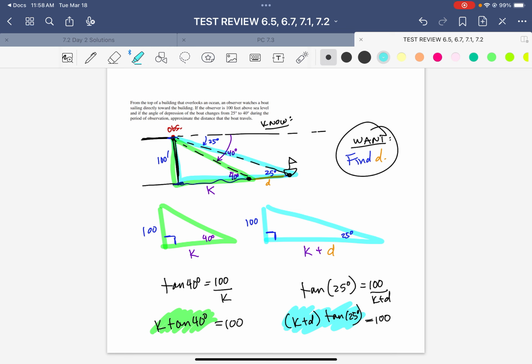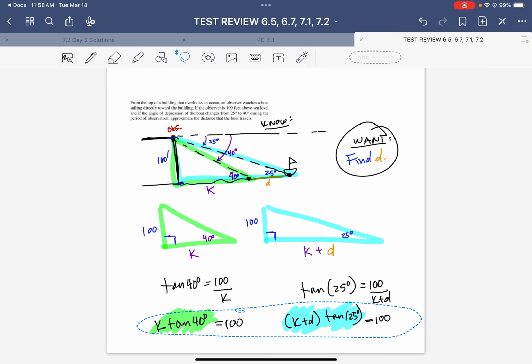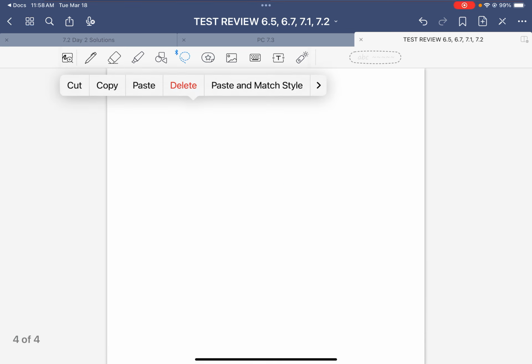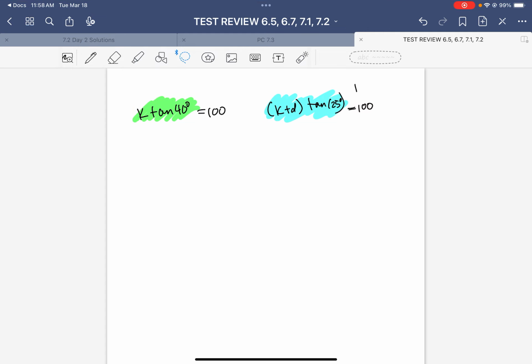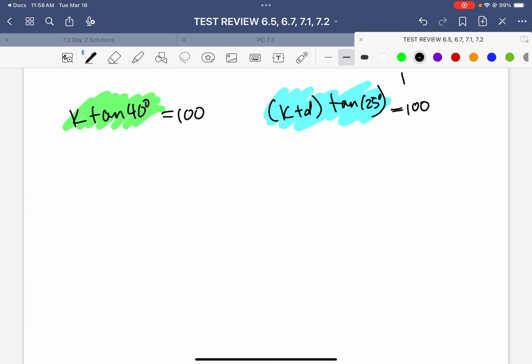And so if I do that, then I'm going to end up having this and this. Copy. Paste. Okay. So if I have this and this, then setting them equal, I'm going to have K tangent of 40 degrees is equal to K plus D tangent of 25. It's not the only way to do it, but one way to do it.